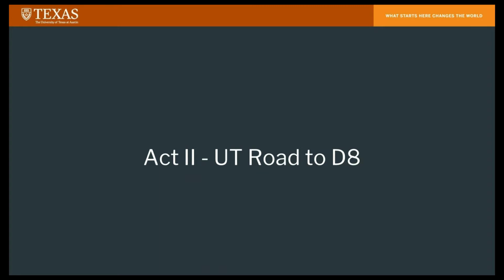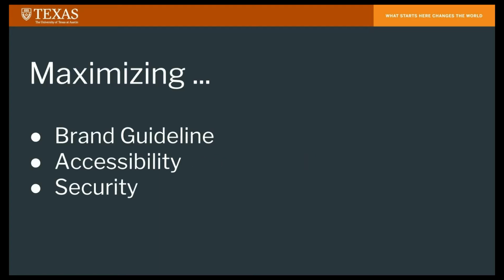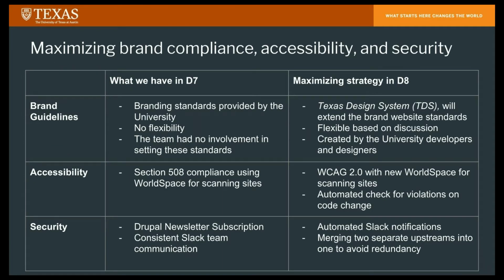Okay. So one of the first things that I'm going to talk to you guys about today is the UT road to Drupal 8. And to kick that off, I'm going to talk about maximizing brand guidelines, accessibility, and security. In order to do that, I came up with this table in which we can see what we currently have in Drupal 7 and how we're going to maximize the strategy in Drupal 8. It's shown for brand guidelines, for accessibility, and for security.